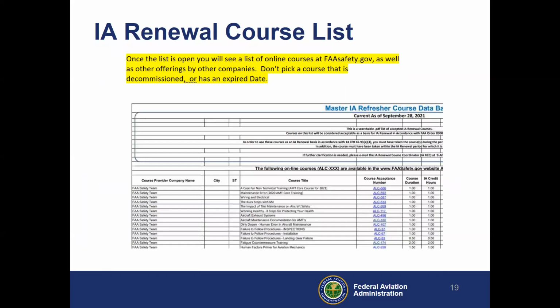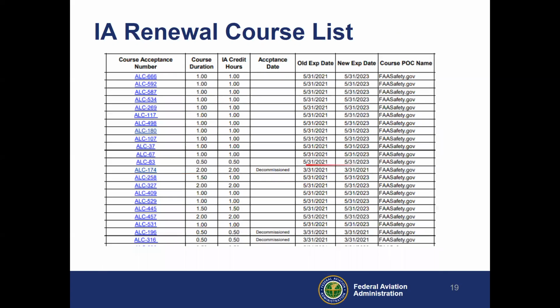Here's a snippet of the actual list. Now you'll notice the first ones listed are FAST Team courses, and the blue hyperlink over there will take you directly to that course if you click on it. It also shows the course duration and how many IA credit hours you will get. It's important that you don't pick a course that's decommissioned or has an expiration date.